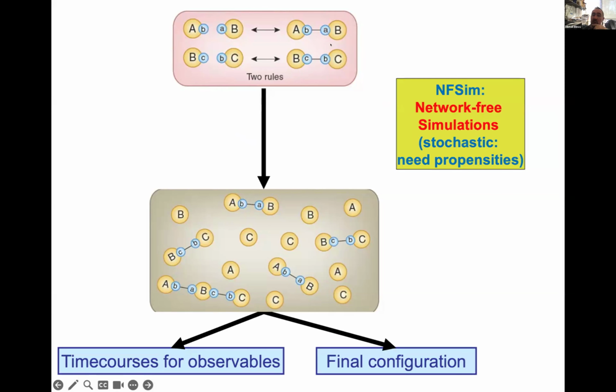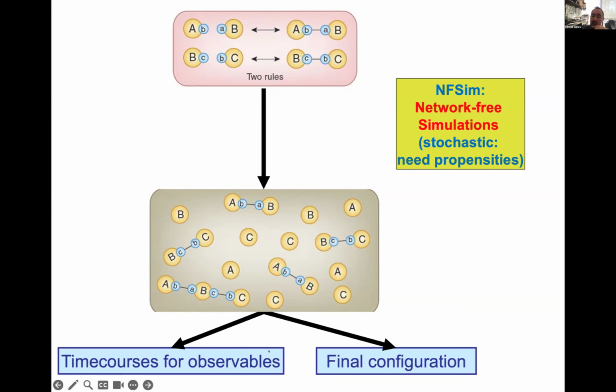So if A can bind to B and B can bind to C, two individual rules, then we can generate AB, BC, ABC, and at each point, the number of different combinations of these molecules is limited by the initial number of these molecules in the system, the number of A, B, and C. And then we can find out time courses for observables.